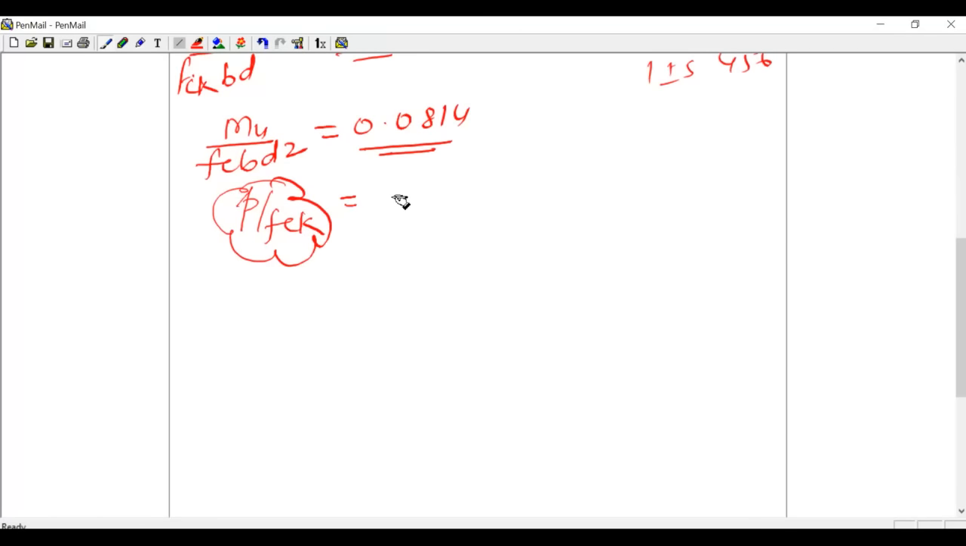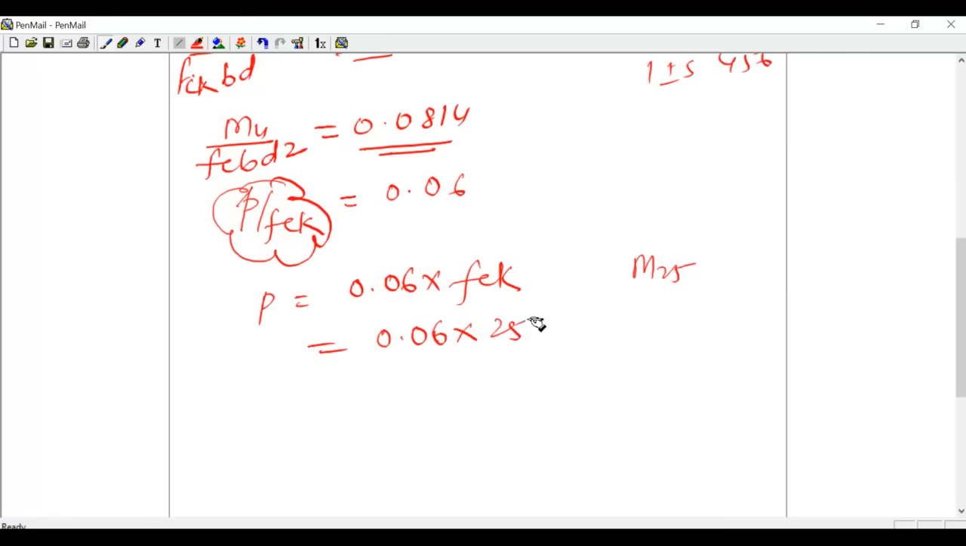So from that chart, it is coming around 0.06. So the p is 0.06 into fck. Fck in our case, we have used M25 grade of concrete. So fck is 25. So the percentage of steel is coming around 1.5%, 1.5% of your cross sectional area.